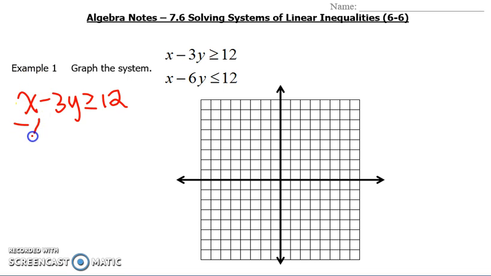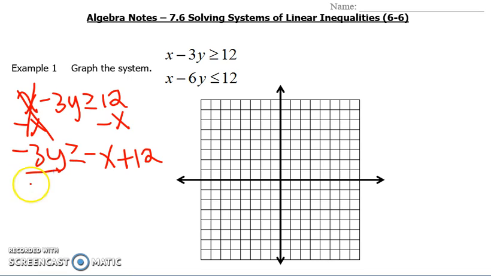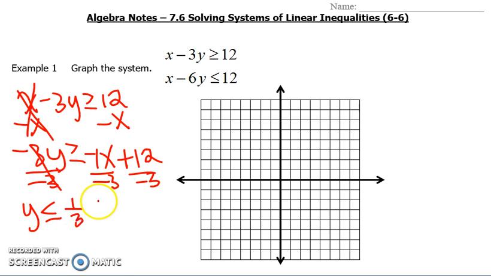So what we're going to do is minus x on each side. We're going to change to y equals mx plus b. Divide everything by negative 3. When you divide by a negative in an inequality, you have to change the sign, so flip the sign. Negative 1 divided by negative 3 is positive 1/3 x. That's your slope. And 12 divided by negative 3 is negative 4. That's your y-intercept. So let's go over here and draw that first.